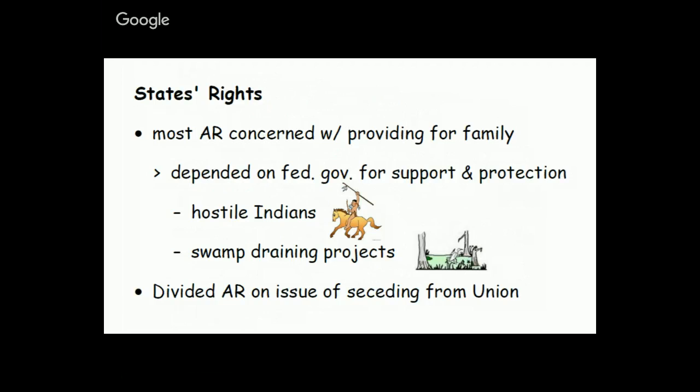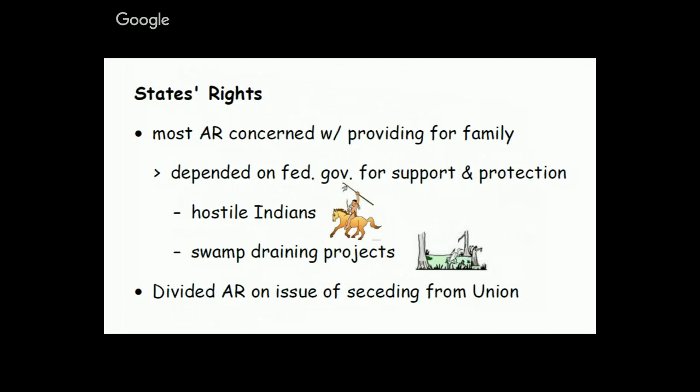Citizens in western Arkansas relied on federal troops to protect them from hostile Indians. That's why Fort Smith was created. It's on the border of Arkansas and Oklahoma, right? And where did we move all the Indians? To Oklahoma. So there were federal troops stationed in Fort Smith, as well as U.S. Marshals, to protect citizens from any Indian attacks.